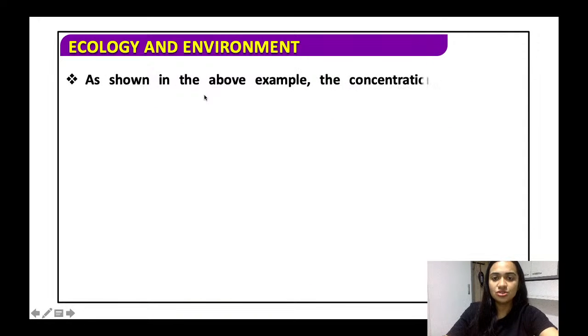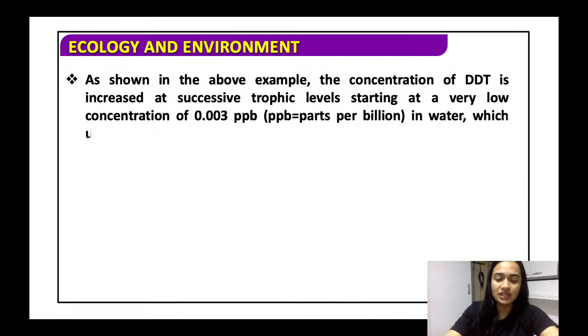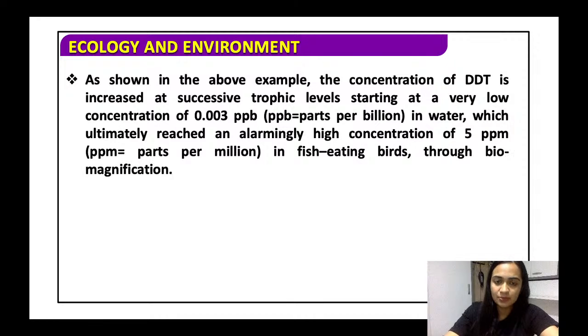So now, as shown in the above example, the concentration of DDT is increased at successive trophic levels. So starting at a very low concentration of 0.003 ppb, ppb क्या होता है, parts per billion, which ultimately reaches an alarmingly high concentration of 5. तो क्या हो रहा है, जैसे लोएस्ट में कितना था, 0.003 था, बट जैसे ही इसको नेक्स्ट लेवल कंज्यूम करते जा रही है, तो ये 5 पार्ट्स पर मिलियन में मैग्नीफाई हो गया. ऑलराइट, see the difference. Here it's parts per billion and now it is parts per million.